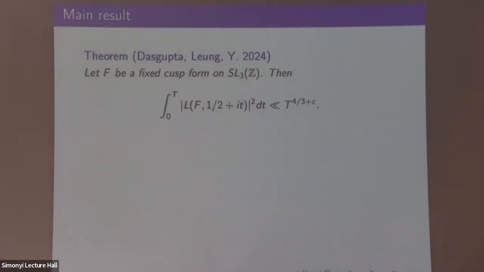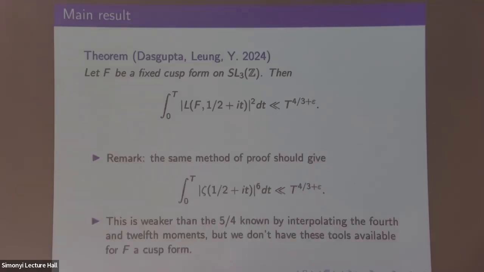So now I can state the main result I want to mention today. This is our theorem. You take a fixed GL3 cusp form for SL3Z. If you like, you can mostly think of it as a symmetric square of the Ramanujan delta function or something like that. Just fix it once and for all. And so we get a bound. We integrate from 0 to t, and the bound is t to the 4/3.